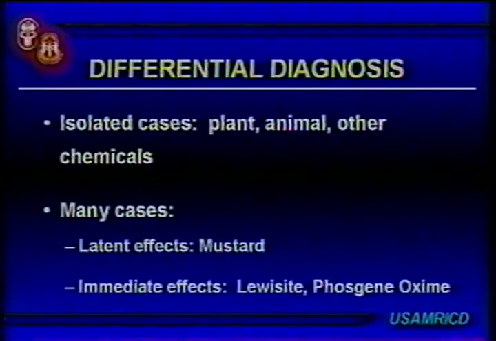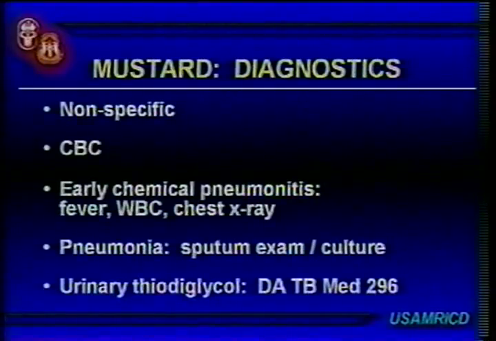But little isolated cases, no attack known or anything, you got to think just the garden variety stuff. You start getting a number of cases in. If there's a latent effect, it's mustard. If it's an immediate effect, it's leucocyte or phosgene oxime. The lab, all your findings are nonspecific. You already know all this.